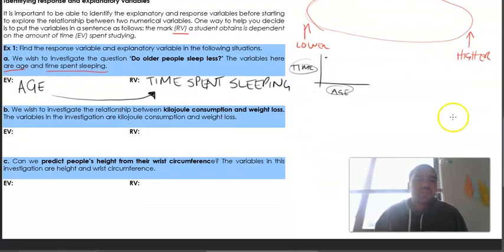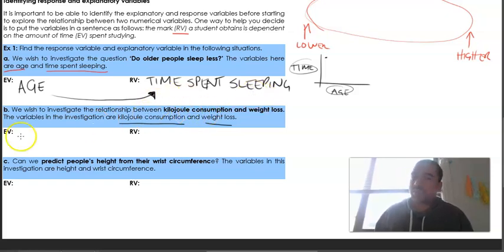The second question, we wish to investigate the relationship between kilojoule consumption and weight loss. The variables in this investigation are kilojoules of consumption and the weight loss. So literally what entails within the question here. Now we want to know which one explains the other. Does the kilojoule consumption explain the amount of weight you have lost? Or does the amount of weight that you have lost tell you what your kilojoule consumption is?